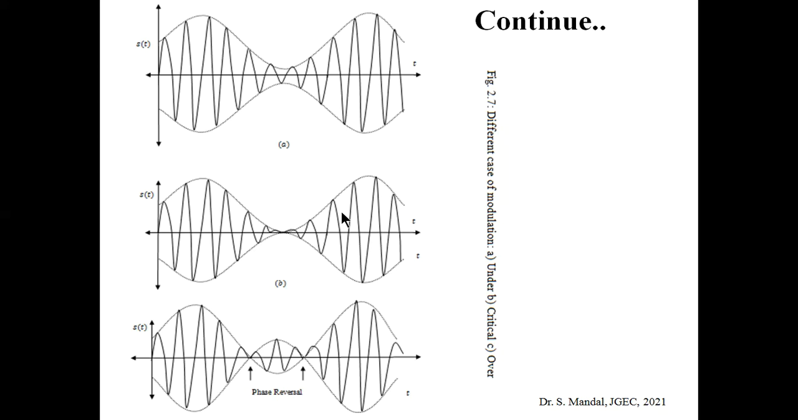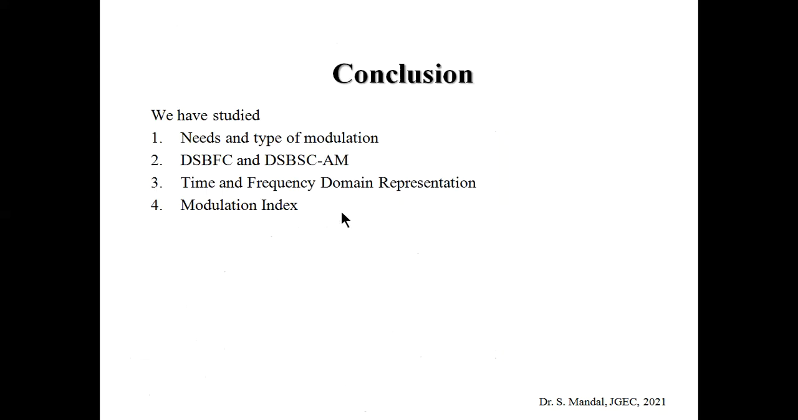But if the value of mu is greater than 1, that means A is less than xt max, or the amplitude of xt max is greater than A, so in that case the two envelopes will overlap with each other and phase reversal will be observed, and the message or information will be lost as the envelope is distorted due to this overlap. So this is called over modulation, and over modulation is obviously not an expected scenario. So the range of modulation index is from 0 up to 1.